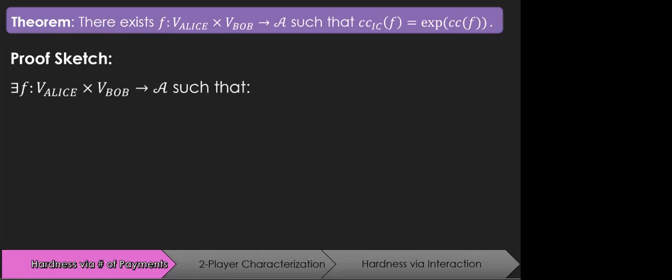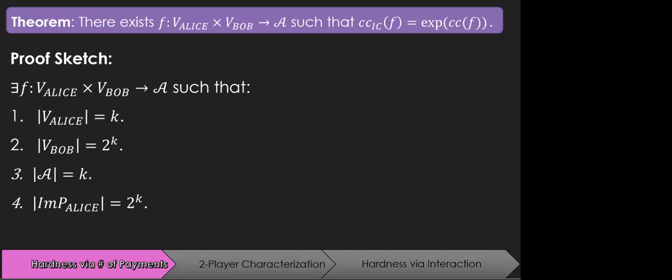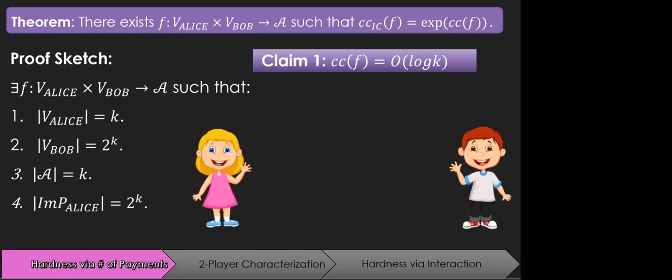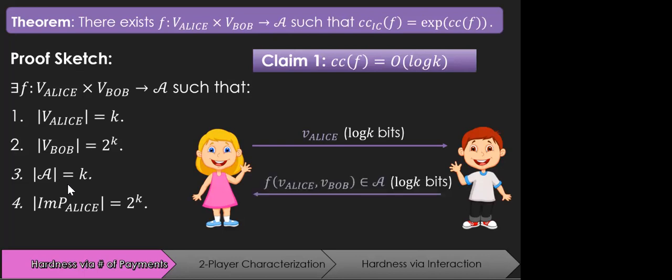So we constructed a function where the size of Alice's domain is k. The size of Bob's domain is 2 to the k. The number of alternatives is k. And the size of the image of Alice's payment scheme is 2 to the k as well. So first of all, let's show why computing the function can be done in log k bits. Observe the following protocol. We have Alice and Bob. Alice can send all of her information to Bob using log k bits. And then Bob knows Alice's value, he knows his own value, so he can just apply f to them and send it back to Alice using log k bits as well, because there are only k alternatives. And overall, we get order of log k bits.